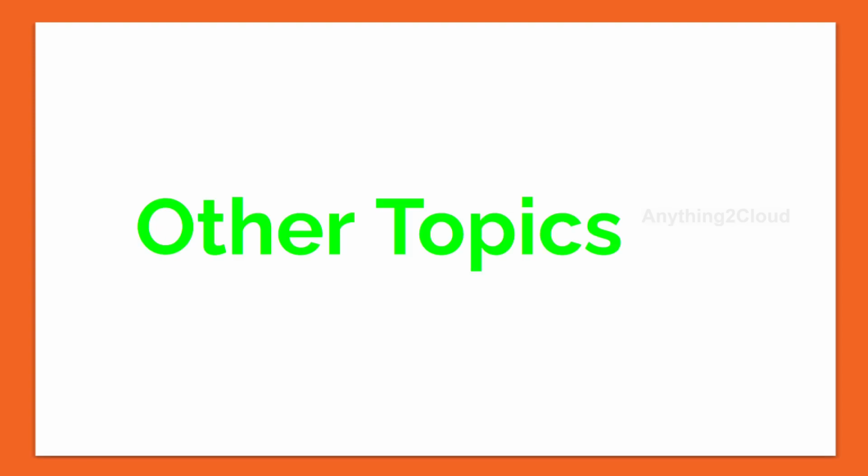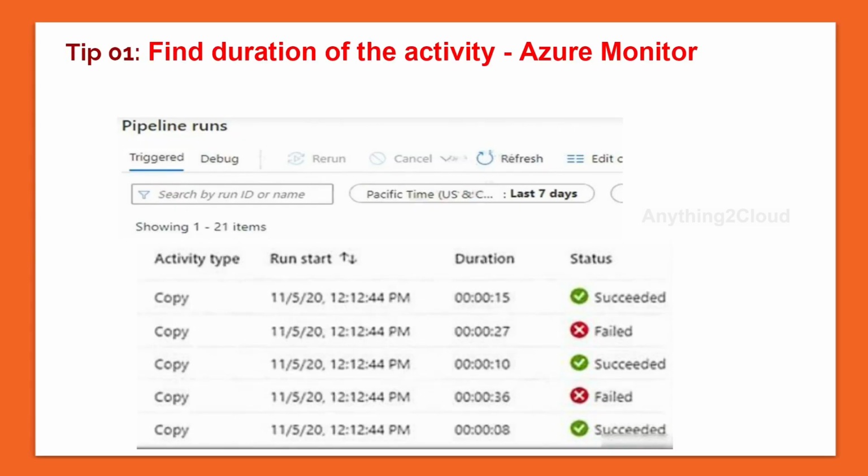Now we'll see some tips from other topics. First one is find the duration of the activity in Azure Monitor. For example, if you want to find the activity which has taken more time, how can we find that in Azure Monitor? In Azure Monitor, we have something called pipeline runs. Click on the pipeline runs, go into a certain pipeline, and you can click on the activity, and the activity will give you the duration, which tells you which activity has taken more time. In short, if you want to find the duration of the activity, just go to Azure Monitor, click on the activity, and find the time there.